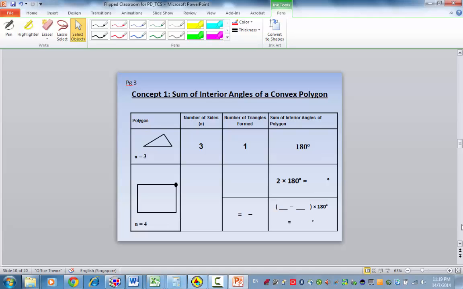Now, for a 4-sided polygon, how many triangles can we form? We can form 2 triangles. How do we get 2? Will be number of sides minus 2. Hence, the sum of the interior angles will be 2 times 180, which is 360 degrees.